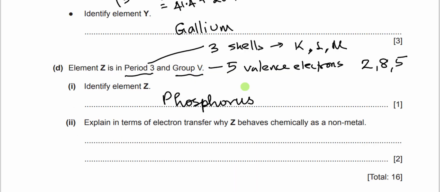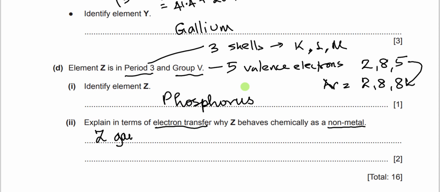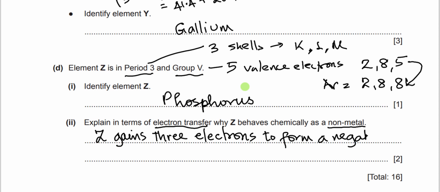Explain in terms of electron transfer why Z behaves chemically as a non-metal. Z gains 3 electrons. Z gains 3 electrons to form a negative what? Ion.